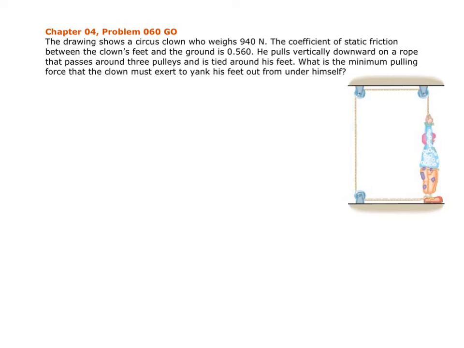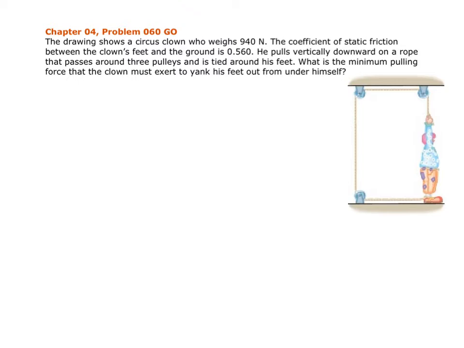Hey class, I wanted to make a video to talk through some of the concepts and problem solving strategy for this homework question, which is number 60 from chapter 4. What we have here is interesting and kind of weird looking, but we have this clown who's going to do a little prank where he pulls down on a string and it tips him over, so that he ends up just hanging there.